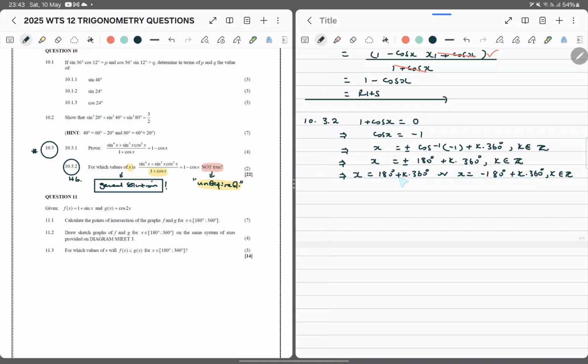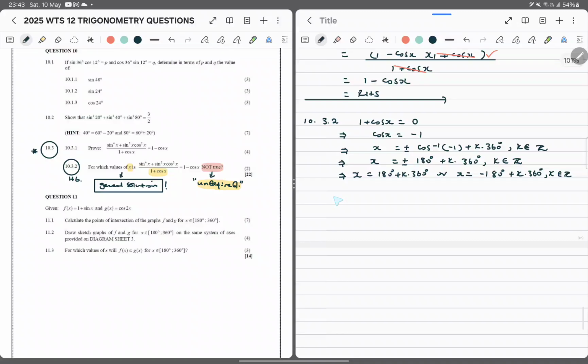You leave it at this, because if you just come up with just 2 solutions, what about the repeats? Because there was no domain here. And it just said values of x, no restrictions. So general solutions, in my opinion, is the way to go. But somebody may say, therefore, x is equal to plus or minus 180 degrees.